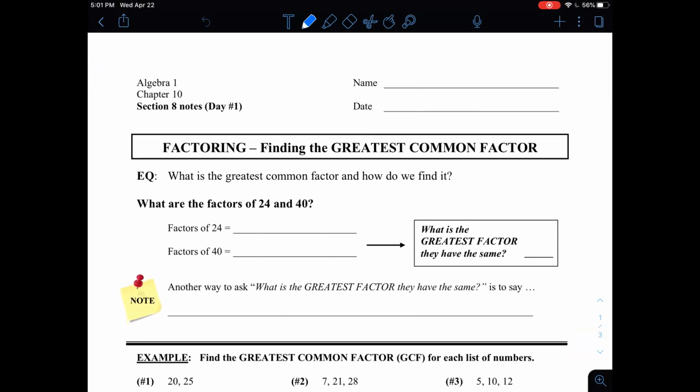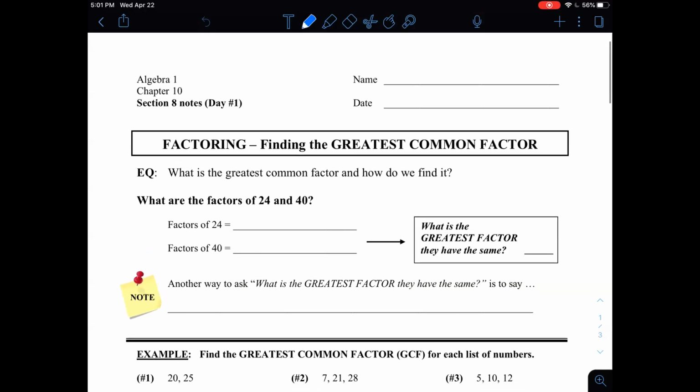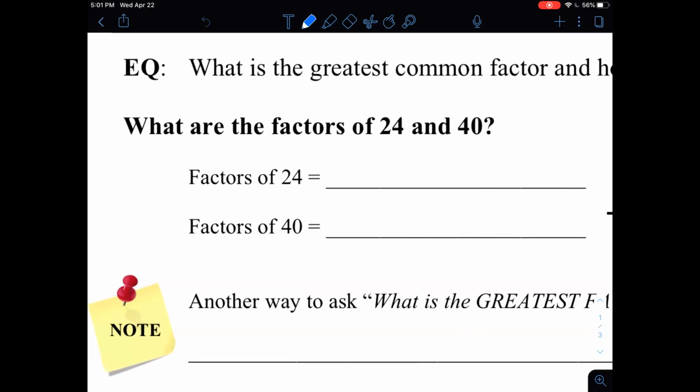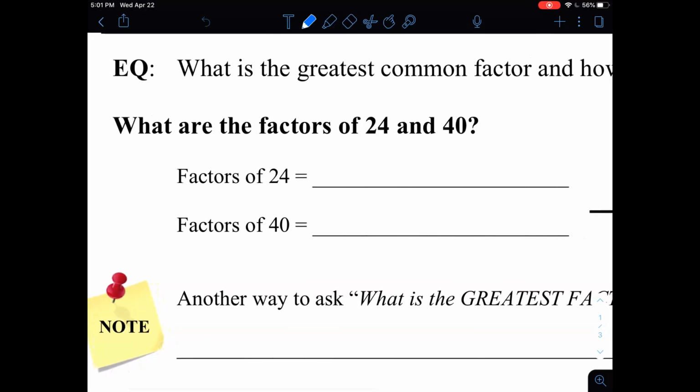So why don't you go ahead and start by listing the factors of 24. What's a factor? You guys know what a factor is? A factor is something that multiplies into 24 or goes into 24. We're going to do that for 24 and 40, okay? So figure out the factors of 24 and 40. Figure out what numbers multiply or divide into 24 nicely. Go ahead and do that.